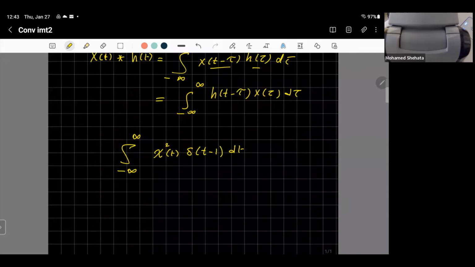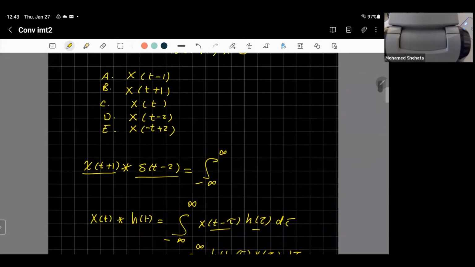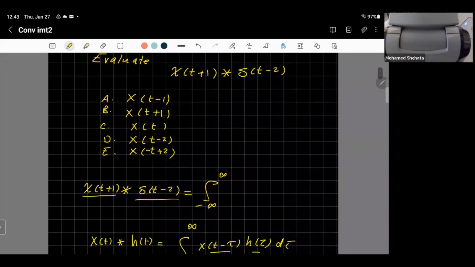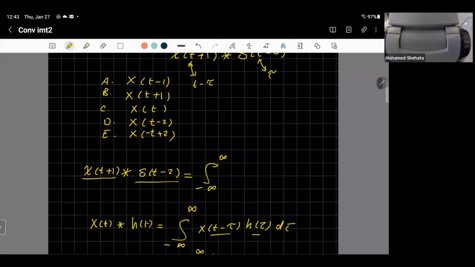You said that any function multiplied by delta t minus 1 will be equal to the function substituted by t equal 1, shifted by t minus 1. That's what we did, right? So it's important to keep the delta as it is, t, make it tau. So let's choose this choice. You will exchange t by tau and exchange t by t minus tau, according to this formula that we have. I'm using this one.